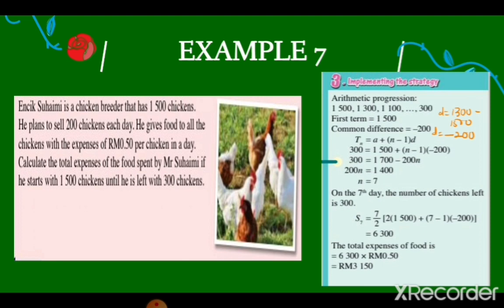So the question asks to find the total expenses from day 1 until day 7. Okay, from day 1 until day 7. So that's why we need to use Sn, which is S7. So use all the formula and we know that our Sn is 6,300. Okay, 6,300.